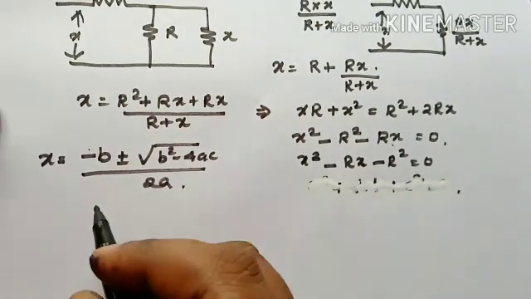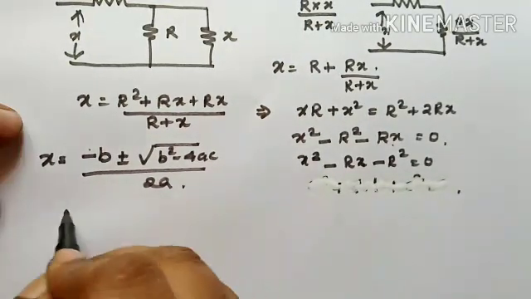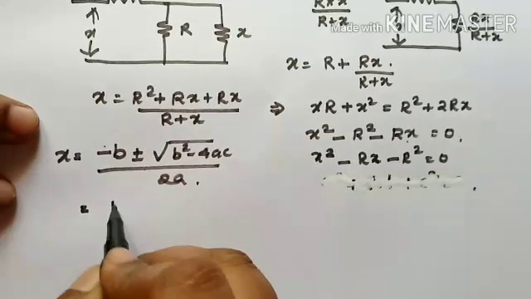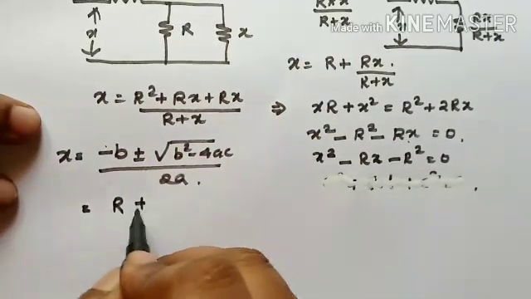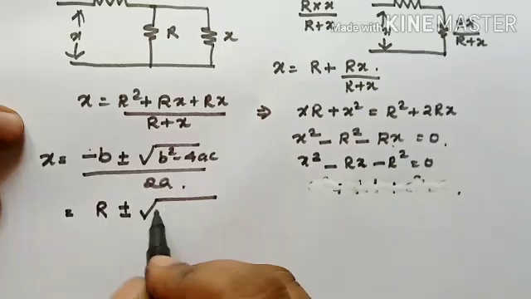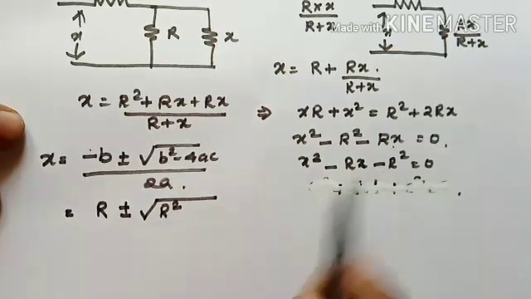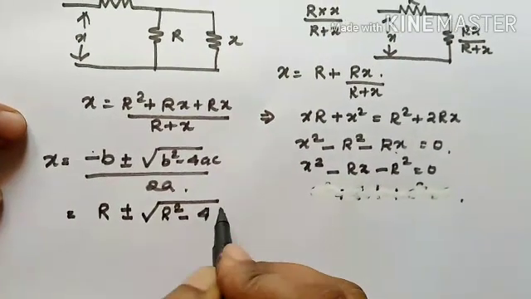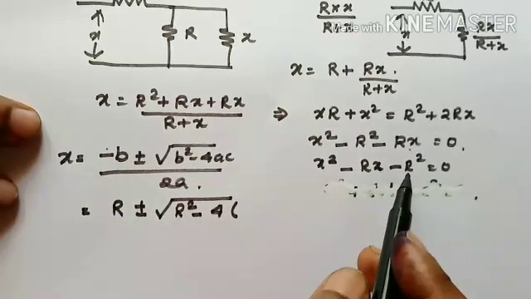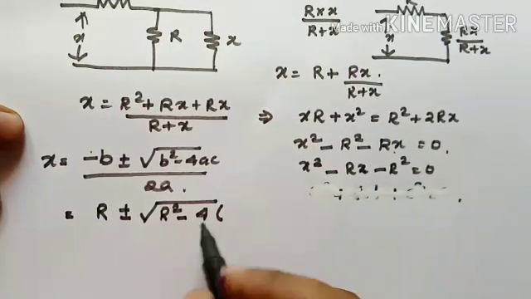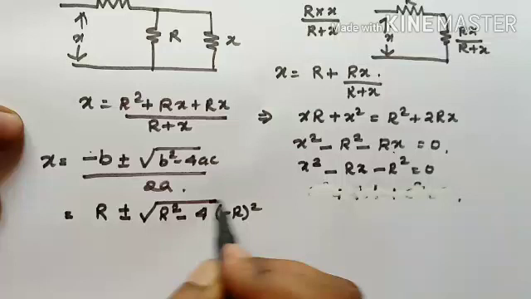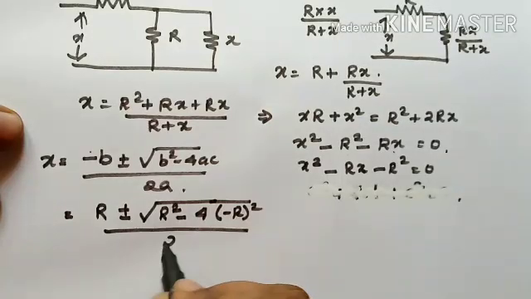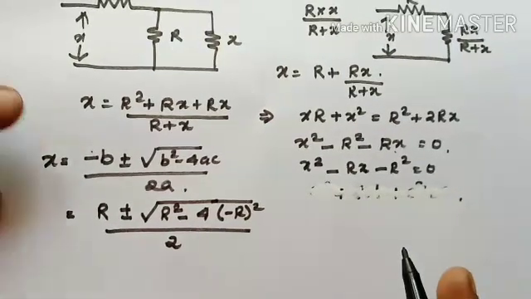Right, now let's put in the values accordingly. So what is minus b here? Minus of minus r will be r, plus or minus root of, what is b squared here? r squared, minus 4 into ac, right? a is 1, c is minus r squared, divided by 2a. a is 1. This much is correct.